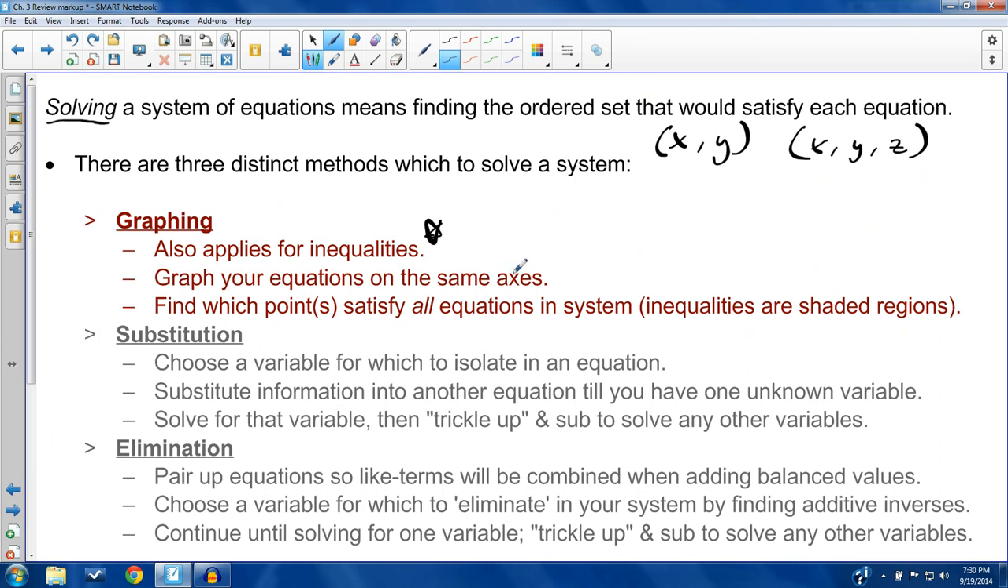You want to graph your equations on the same axis. Like you saw before, if there are 2 equations, graph them both together and find which points satisfy all equations in the system, if there are any. Again, parallel lines means none. For inequalities, you're looking for the shaded regions. We've talked about inequalities ad nauseum. I'm just going to draw a line and shade right here. The shaded region is the set of points that makes the inequality true. I want you to make sure that makes a lot of sense. It's not just shading, it's every point that satisfies the inequality.